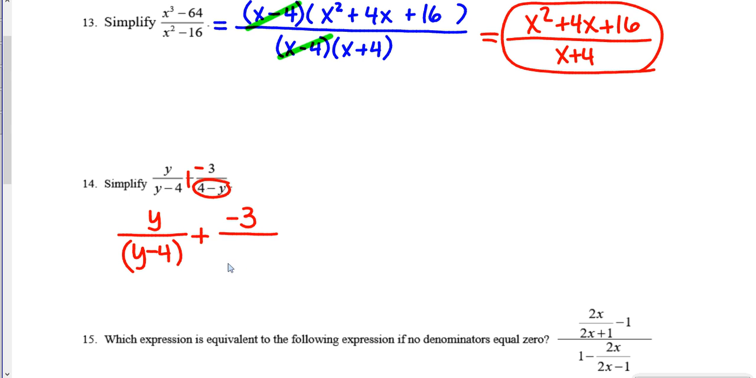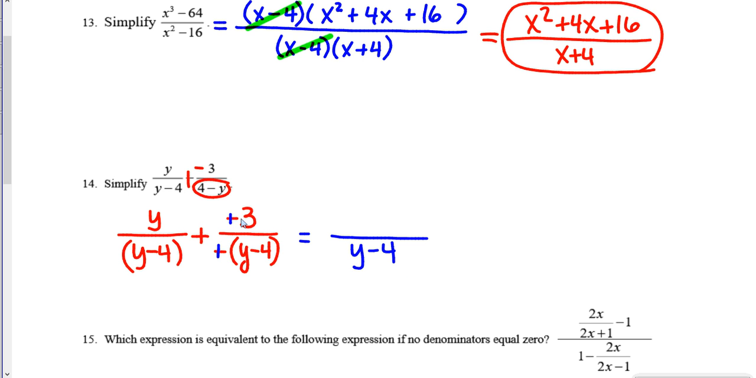I want to change the order of that. In order to change the order of that, I'm going to factor out a negative and call it y minus 4. At this point, I would probably take my negative and move it up to the top. In other words, I'm saying a negative divided by a negative is a positive. I now have a common denominator of y minus 4.